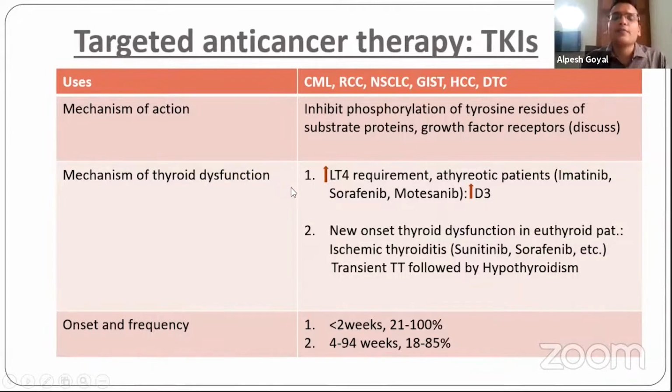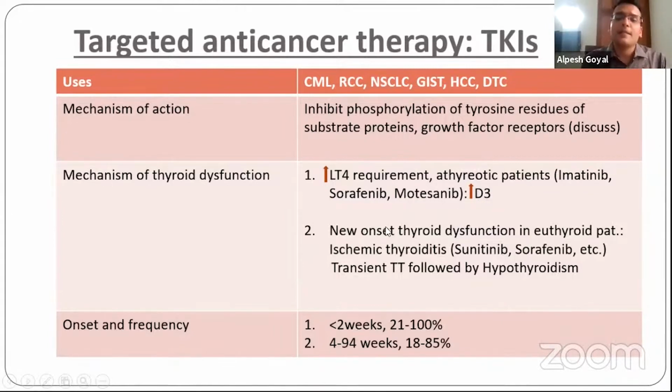They can induce thyroid dysfunction by two broad mechanisms. The first mechanism is an increase in levothyroxine requirement in patients who have already been thyroidectomized, that is, in athyrotic patients, and this has been most profoundly seen with imatinib. In fact, some authors recommend that if a patient is started on imatinib and is athyrotic, you can consider doubling the dose of thyroxine at the time of initiation of therapy. This predominantly occurs by increasing type 3 deiodinase activity.